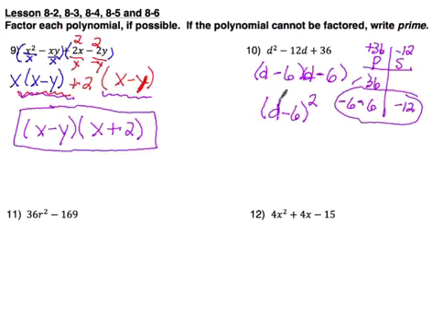That's it. Okay, and if you need to, FOIL it back out. D times D gives me D squared. Negative 6D twice gives me negative 12D, and negative 6 times negative 6 gives me positive 36. So I know that I'm correct.